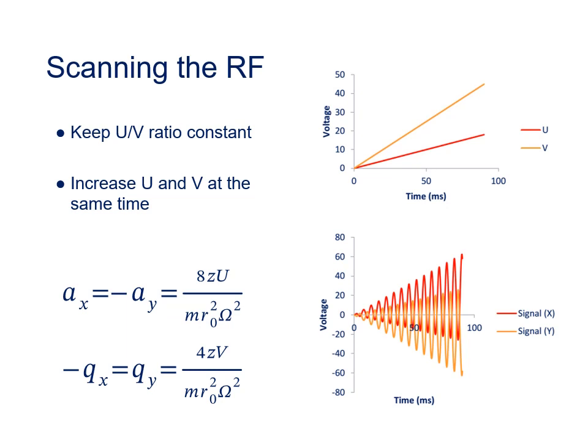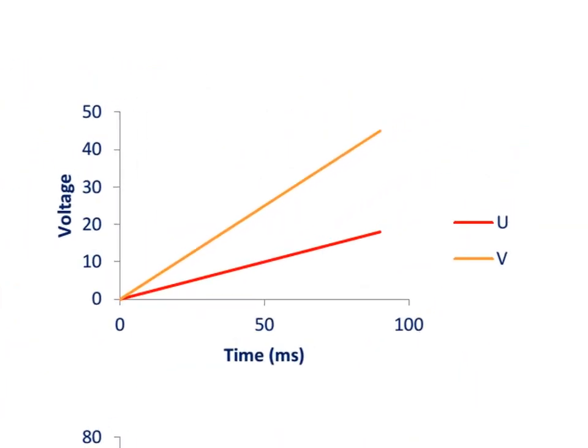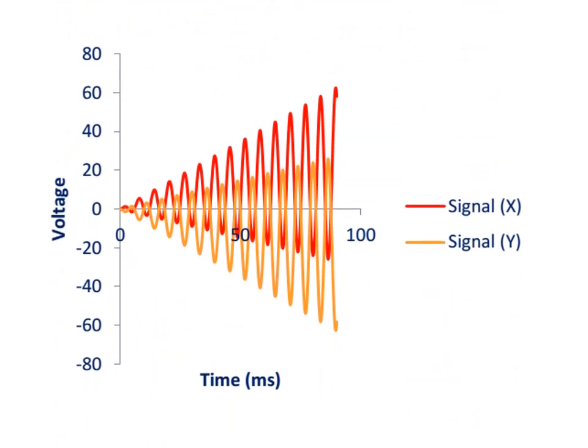In order to record a mass spectrum in a quadrupole mass filter, we undertake a process known as ramping or scanning the RF. During the RF scan, the voltages go from low to high. The corresponding voltages being sent to the quadrupole rods look like this. For both the X and the Y rods, the voltage amplitude and DC offset increase linearly during the length of the scan.